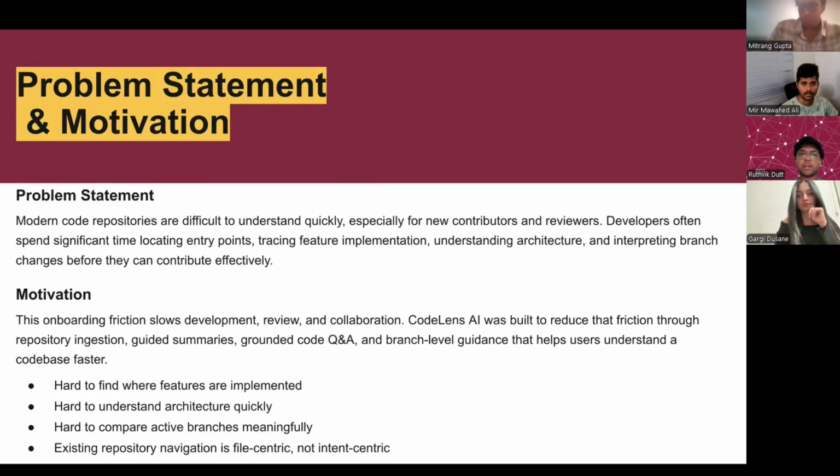So in order to tackle this particular problem, we came up with a solution. The real motivation behind this is to overcome this problem. It was built to reduce this friction, and we do this through repository ingestion, guided summaries, grounded code questions and answers, and branch level guidance. So this is what our motivation was to tackle our problem.